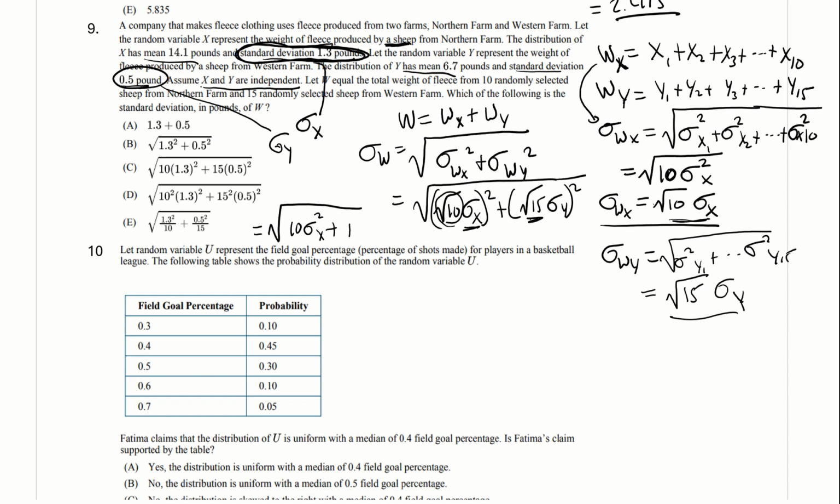And then we get 15 sigma y squared. But we know that sigma x and sigma y are 1.3 and 0.5. So the answer has to be C.